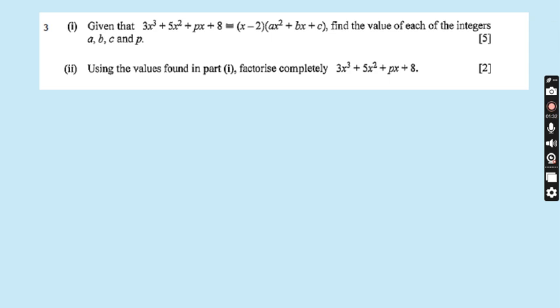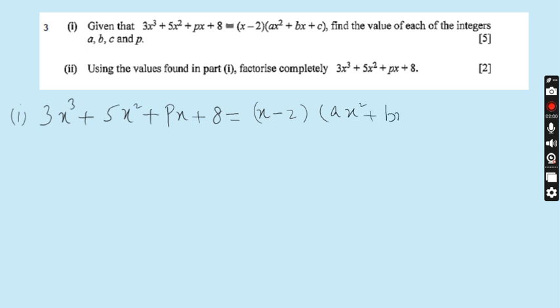Question number 3 part 1. This part has 5 marks. So 3x cube plus 5x square plus px plus 8 equals x minus 2 into ax square plus bx plus c. So we have to apply the compare coefficient method to find the values of a, b, c and p. Very easy.